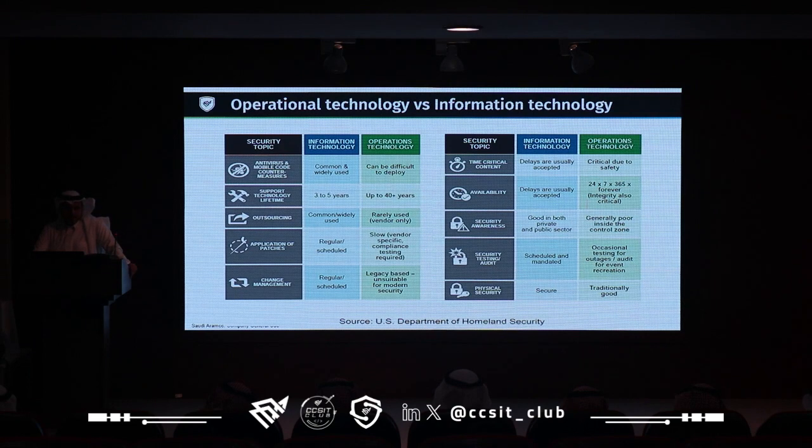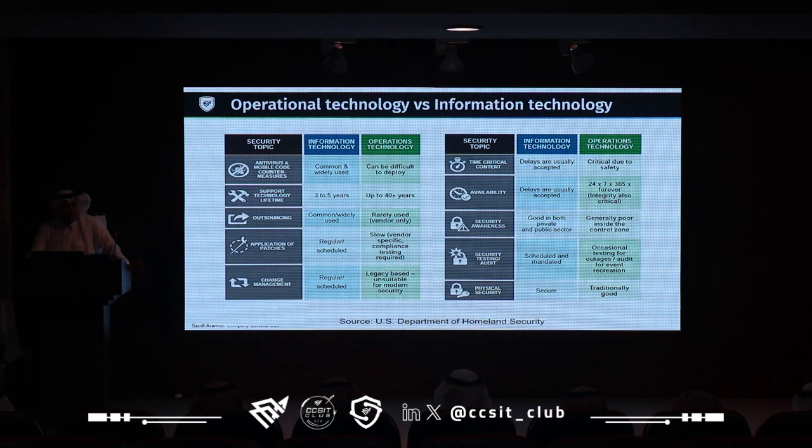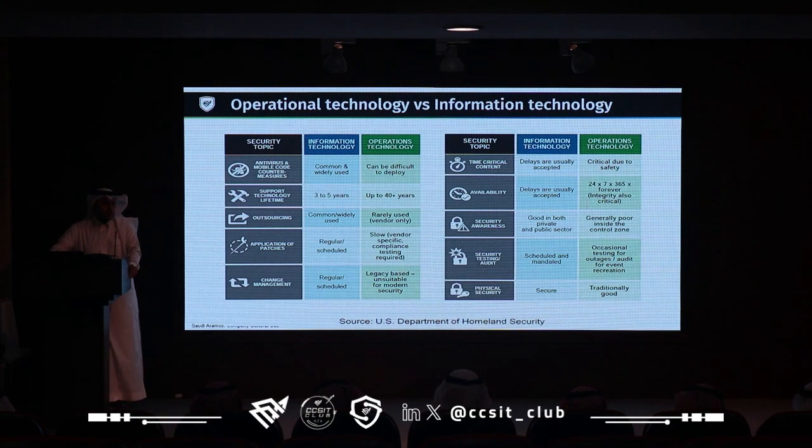We have many aspects of cybersecurity difference. If you look at availability in IT, delays in the services are acceptable. However, in OT it is critical and impacts the operation, the production, and human lives also.